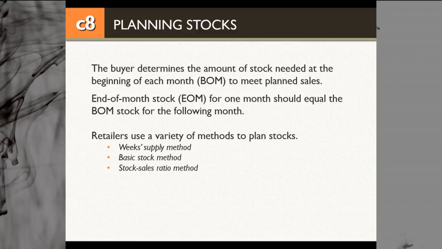And we're going to cover the three methods that you can use to calculate these stocks. First, the weeks of supply method. Lots of retailers who have items whose sales don't fluctuate that much are going to use this method. And we'll also talk about the basic stock method and the stock to sales ratio method. Retailers use different methods depending on the types of their stores. And retailers don't want to have too much stock or too few items. So once again, it's really important to make a good plan about your stock.